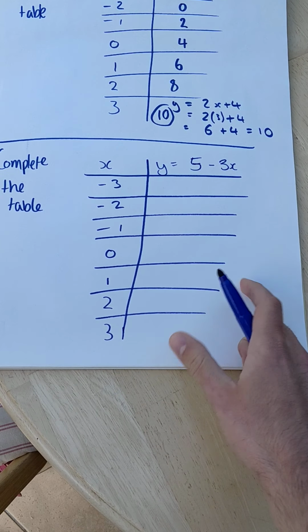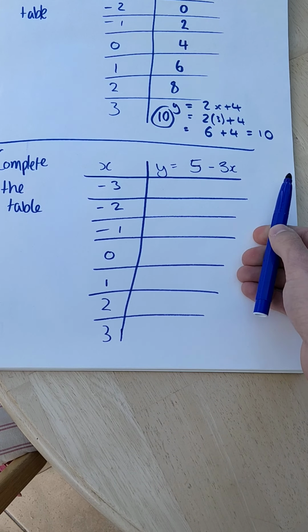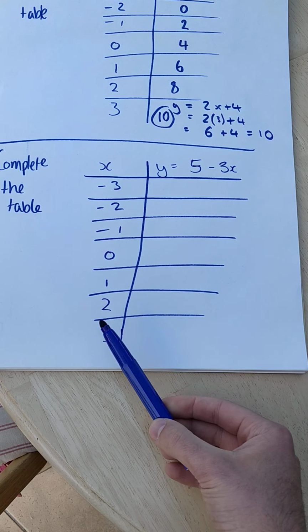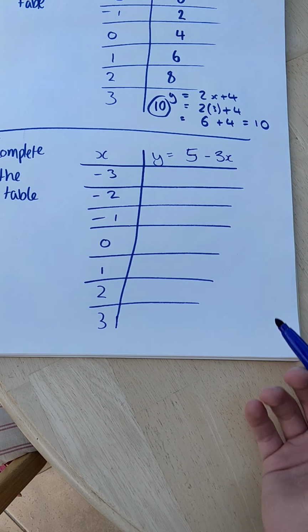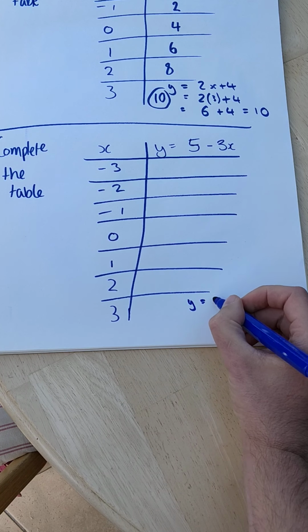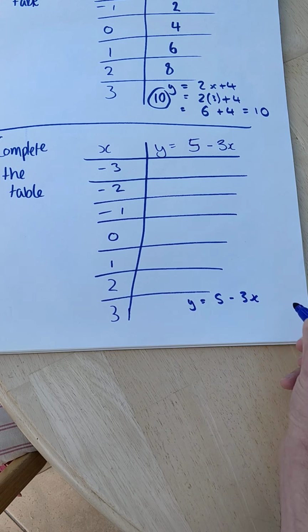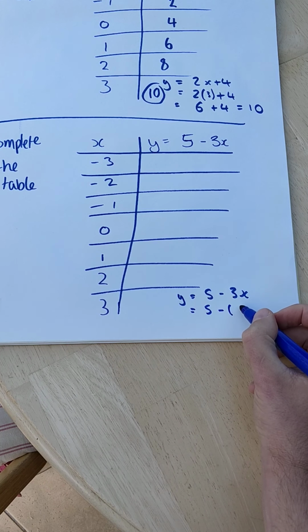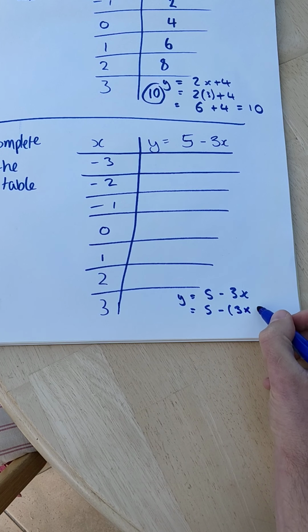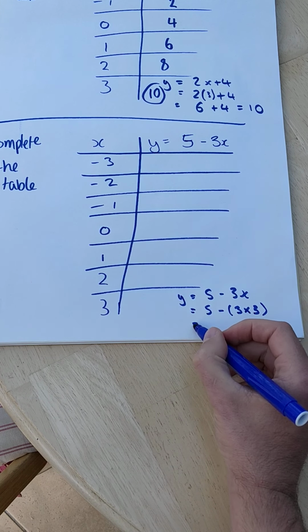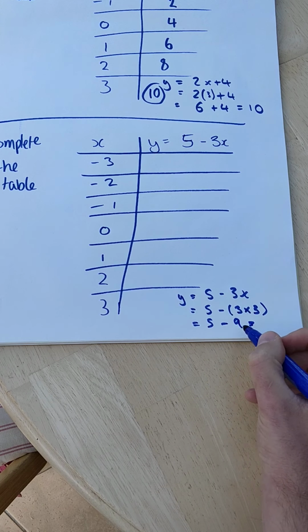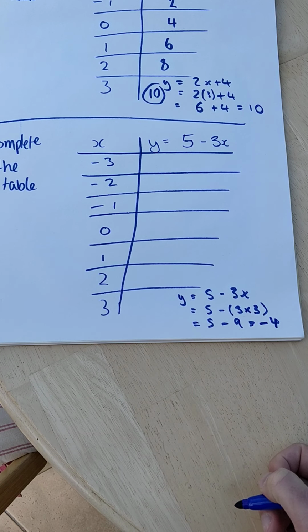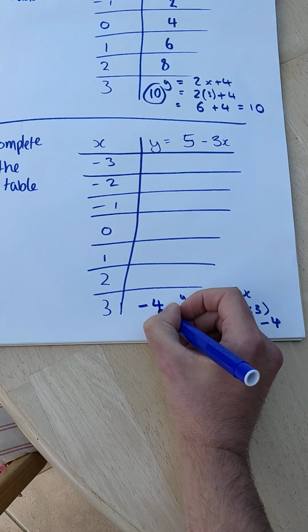Now, this one is a little bit trickier. We've got a negative 3x here, but again, I'm going to do it in the exact same way. All we do is we substitute this value into here. So I'll show you with this one. I've got y equals 5 minus 3x. Let's substitute the 3 in. So 5 minus 3 times 3. So we've got 5 minus 9. 5 take away 9 is negative 4. So that one is going to be negative 4.